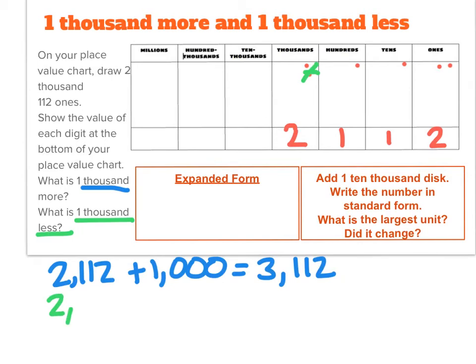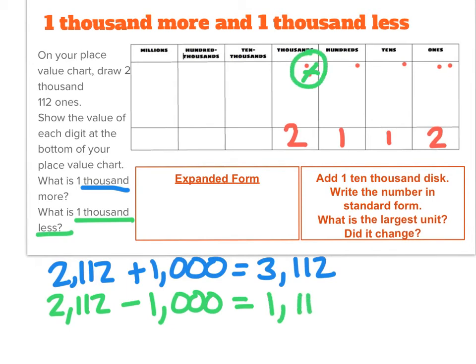So I started with 2,112. Oops, let me subtract. We're not adding again. And I was asked to take away 1,000. What's 1,000 less? So I can see that when I take away 1, I'm left with just 1,112. Now, what I'd like you to do is write the answer in expanded form on your dry erase boards now. Pause the video if you need more time.